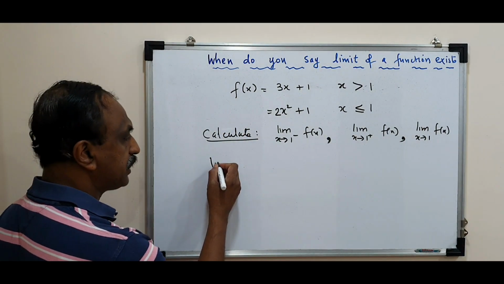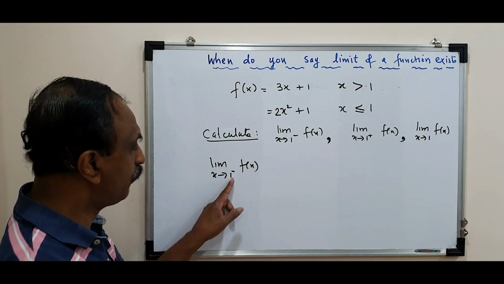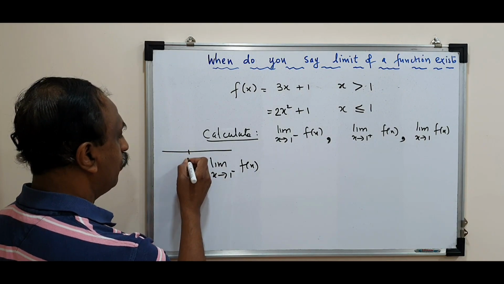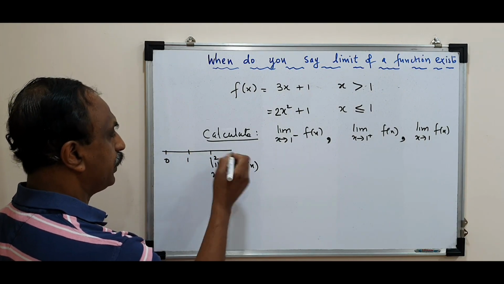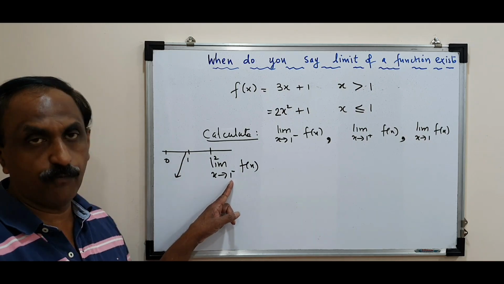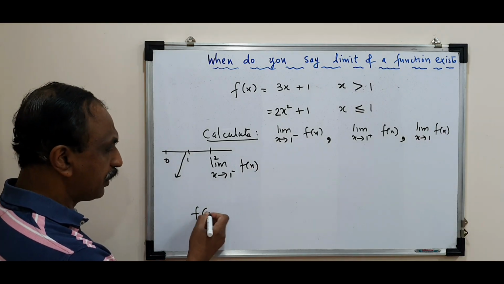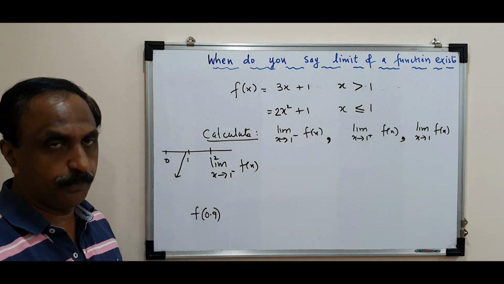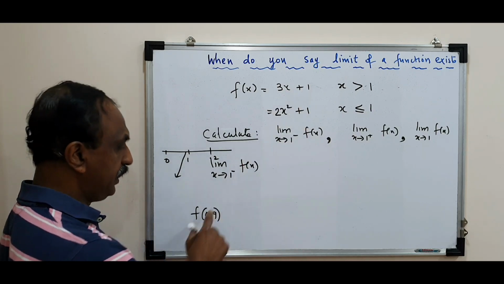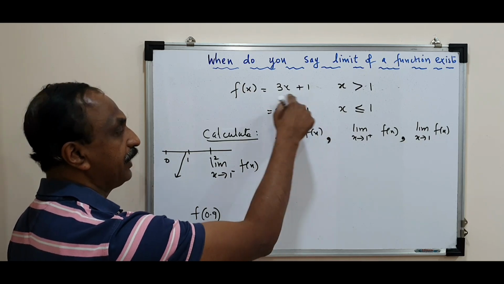So when x is approaching 1 minus, we have the number line, just have a look at the number line, 1 here, 0 here, 2 here. Now x tending to 1 minus means the value of x is 0.9, 0.99, etc. That means if I ask you to calculate f of 0.9, which formula will I substitute in, the first or the second? Naturally, the x value is less than 1. When x is less than 1, this is the function that we need to use.